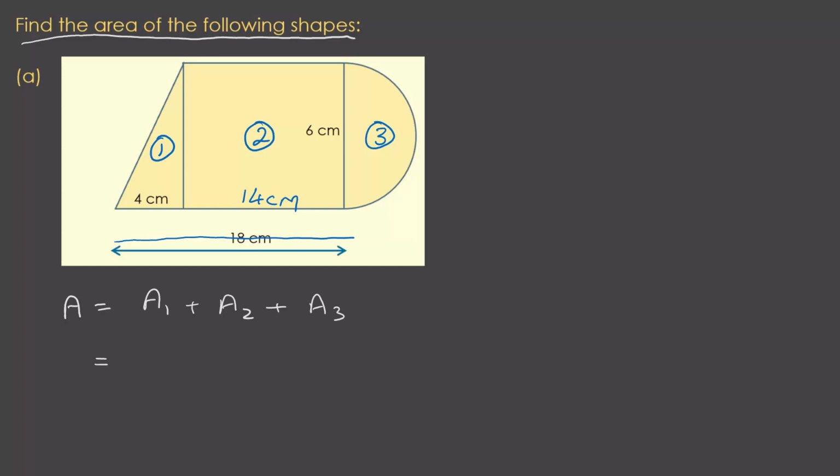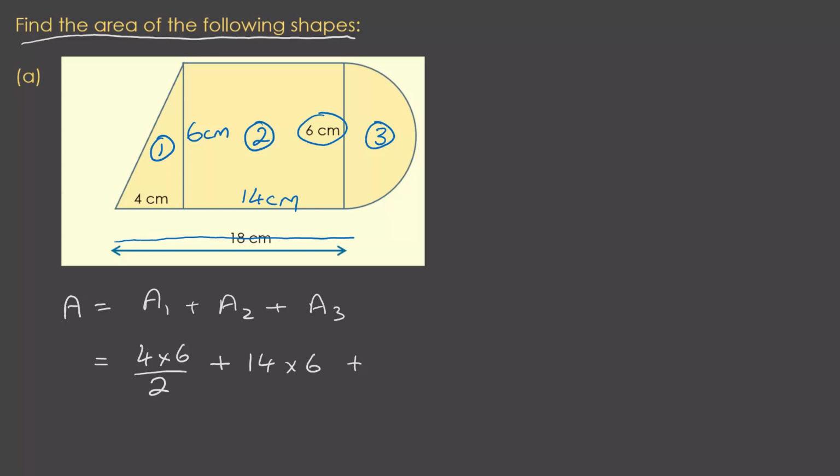Now, area 1 is a triangle. Since we know this length is 6, it follows that this one is also 6. So that is going to be base times height divided by 2, or a half base times height. Area 2 is a rectangle, and we can see that that is just length times width, which is 14 times 6. And then area 3 is a semicircle.